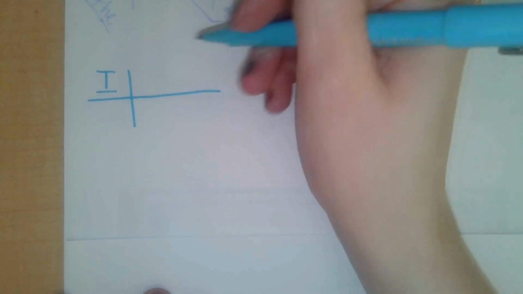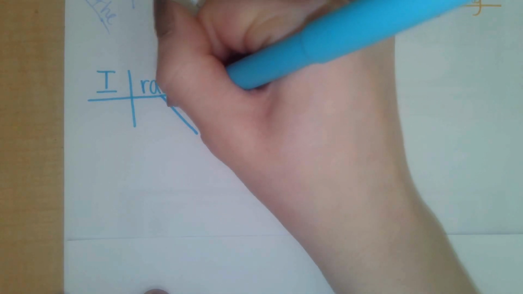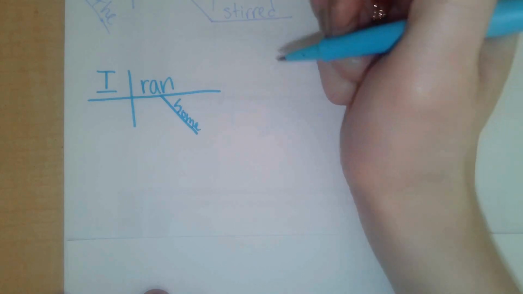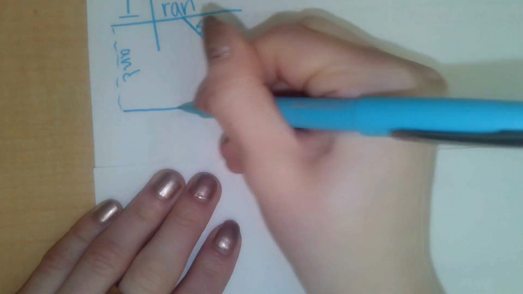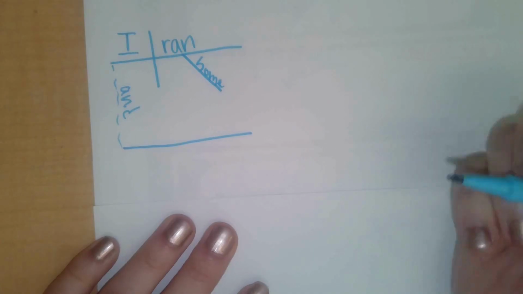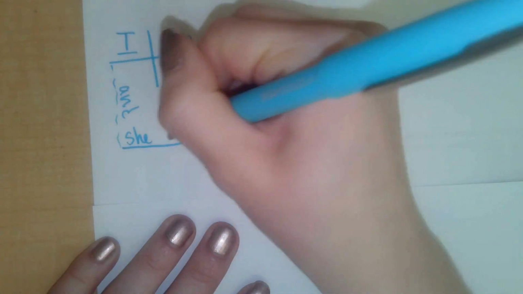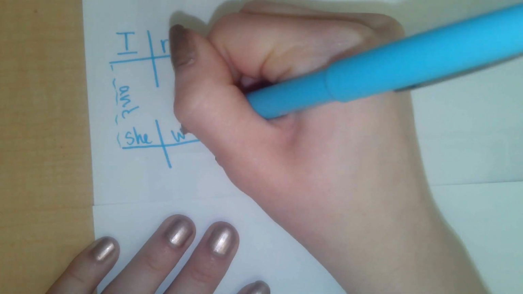So we're going to start out with the first one. I ran home and she walked. I is our first subject. I ran. And where did I run? We have a preposition. I ran home. Then we have our second part of the sentence. We need our conjunction, and then we have our second horizontal line for the second part of the sentence. Second subject, she. What did she do? She walked.